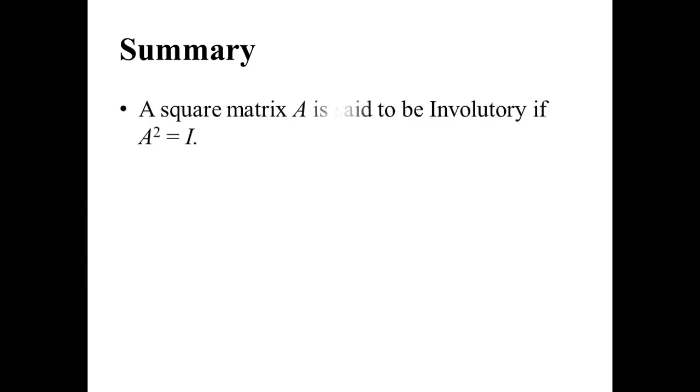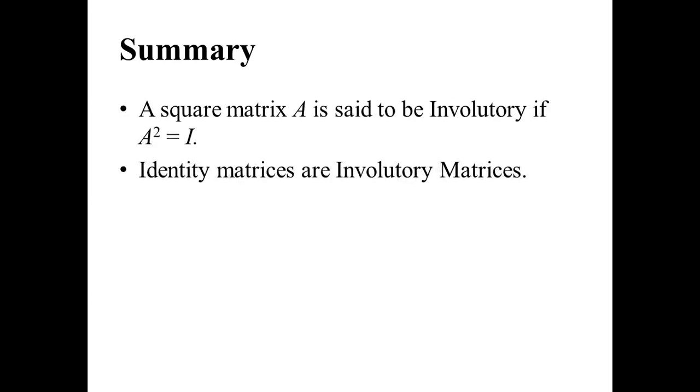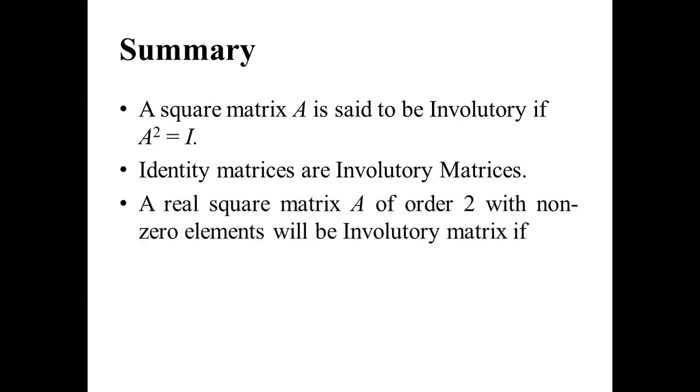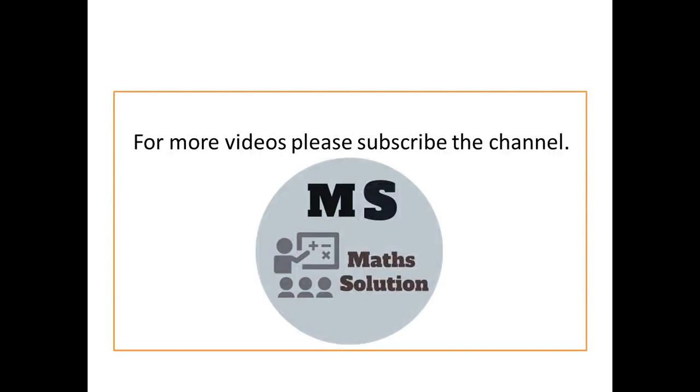Now summary of the lecture. A square matrix A is said to be involutory if A square equals the identity matrix. Identity matrices are always involutory matrices. Any real square matrix of order 2 with non-zero elements will be an involutory matrix if the trace is 0 and its determinant is minus 1.